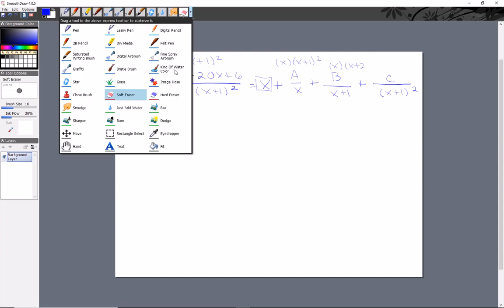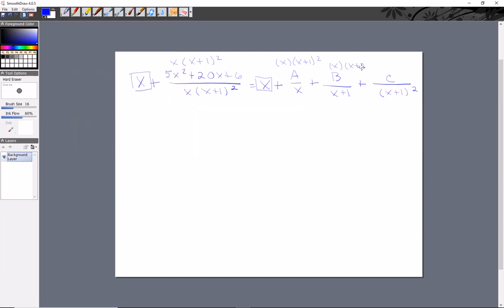Not the soft eraser, let's go for the hard eraser. Yeah. So away you go.